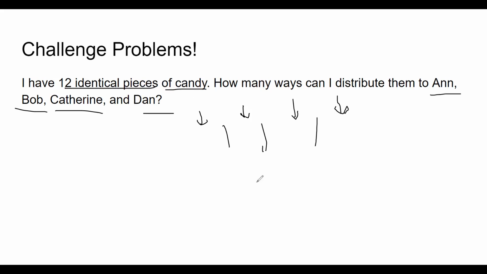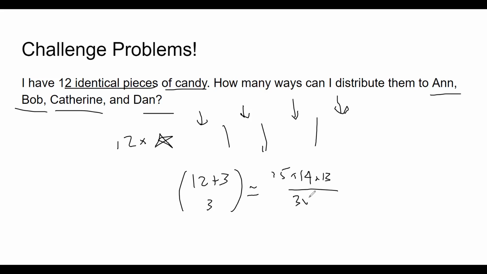And so we have 3 bars and we have these 12 pieces of candy. So like 12 stars and 3 bars. And so 12 plus 3 is 15. And we just need to choose 3 spots for all the bars. So this is just 15 choose 3. And this is 15 times 14 times 13 over 3 times 2, because the other factorial terms cancel out from the formula.